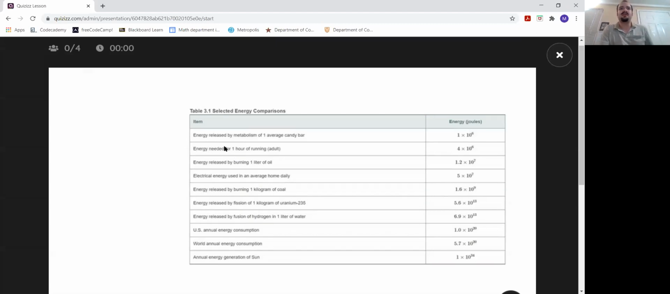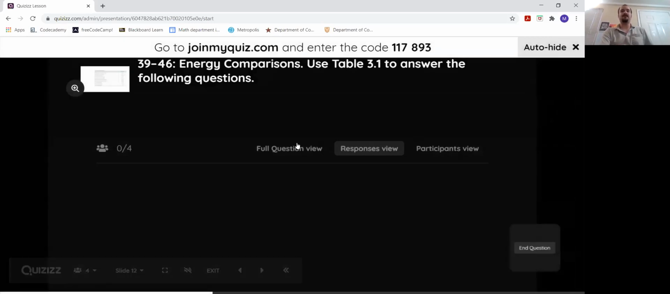Energy needed for 1 hour of running looks like 4 times 10 to the 6. Is that what that is? Joules. So you should be able to write a ratio, right? On one side of that ratio should be 1 hour of running. On the other thing should be 4 times 10 to the 6 joules. And I do have these broken down a little bit more. But how many candy bars per hour of running? That's what I would figure out first.